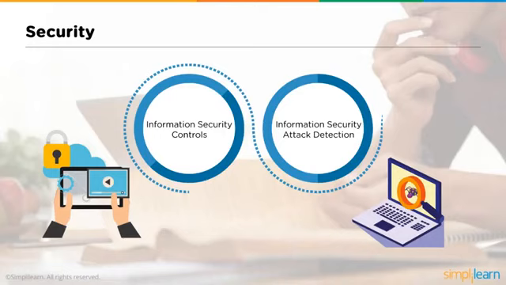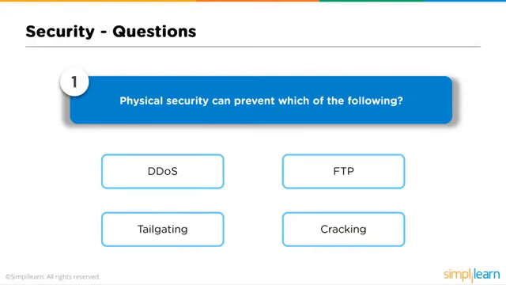Moving on to the next one, talking about security: information security controls, information security attack detections. The first question: physical security can prevent which of the following? First and foremost, from an ethical hacker's perspective, the first confusion comes in: would an ethical hacker be responsible for physical security? And the answer to that is yes.